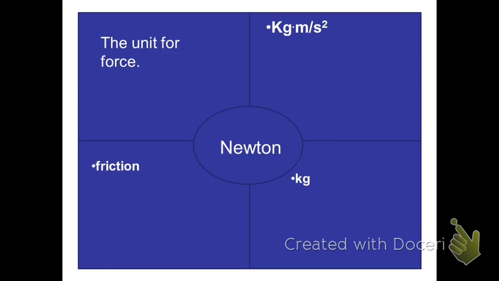Non-example for Newton is a kilogram. It's part of a Newton, but it's not just kilograms. Kilograms is the unit for mass. Good. A joule is also not a Newton. Another non-example is the joule.